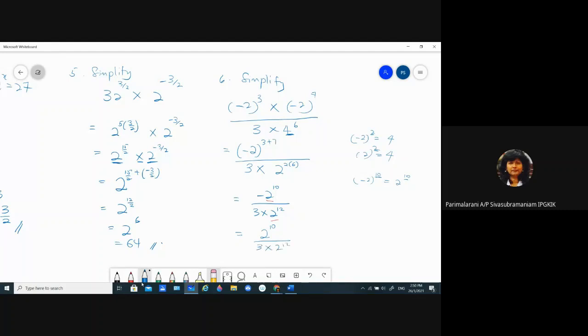Now can we solve these two? Yes. Okay, how do we solve that? 10 minus 12. So it's actually 1 over 3 times 2 to the power of 10 minus 12. So 10 minus 12 is negative 2, so this is 1 over 3 times 2 to the power of 2, which is 1 over 12. Okay, that's it.